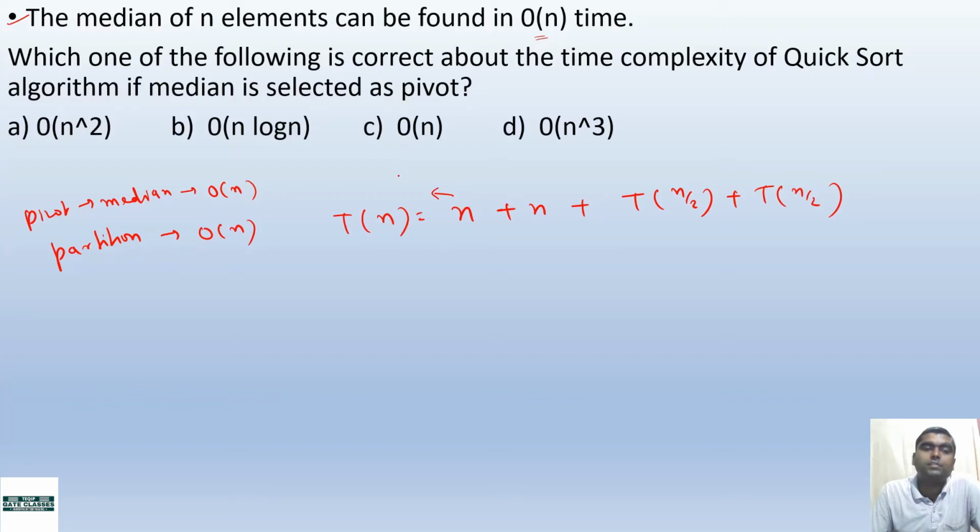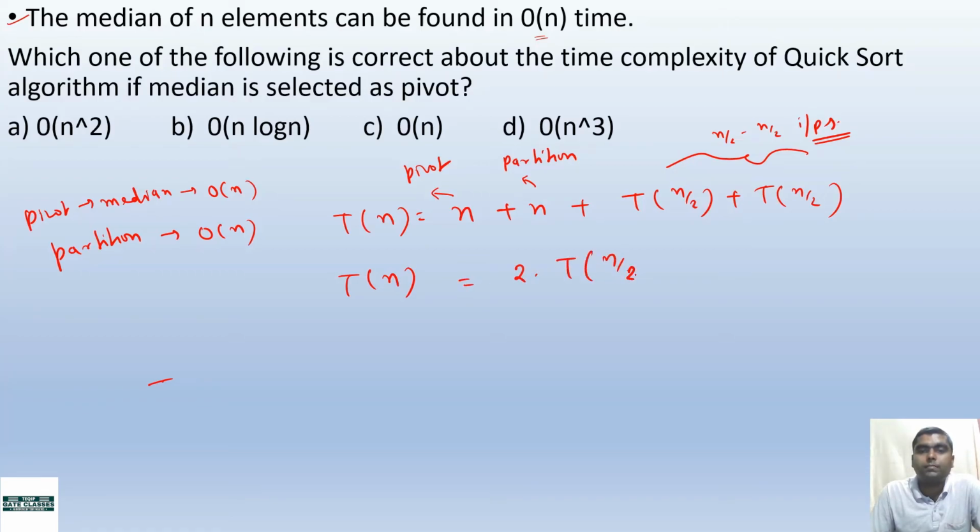So n is what? n is your pivot using median. This is what? This is partition, and these are the n by 2 inputs. Okay, so finally this way you will get what? T(n) equals 2 times T(n/2) plus 2n.